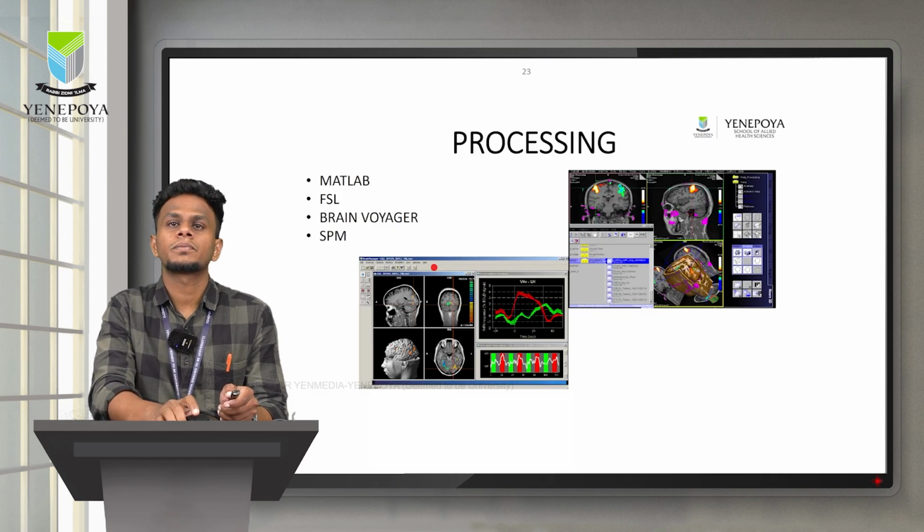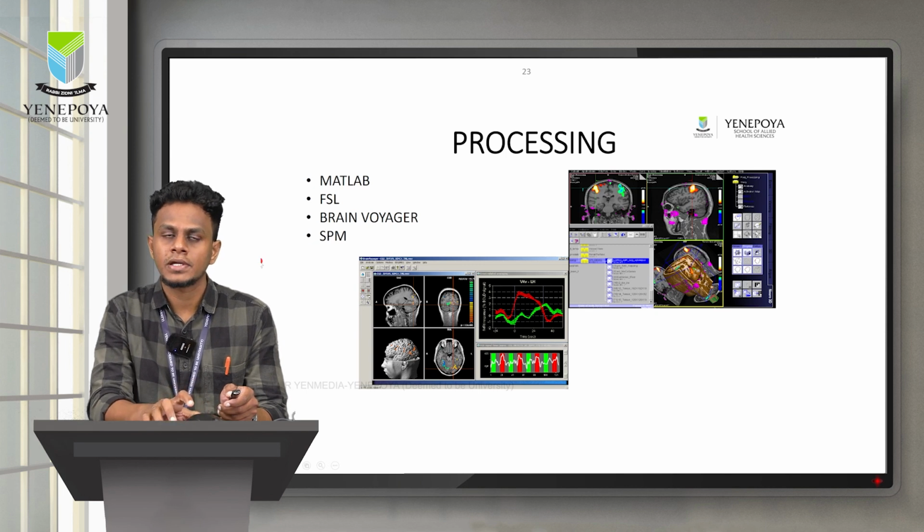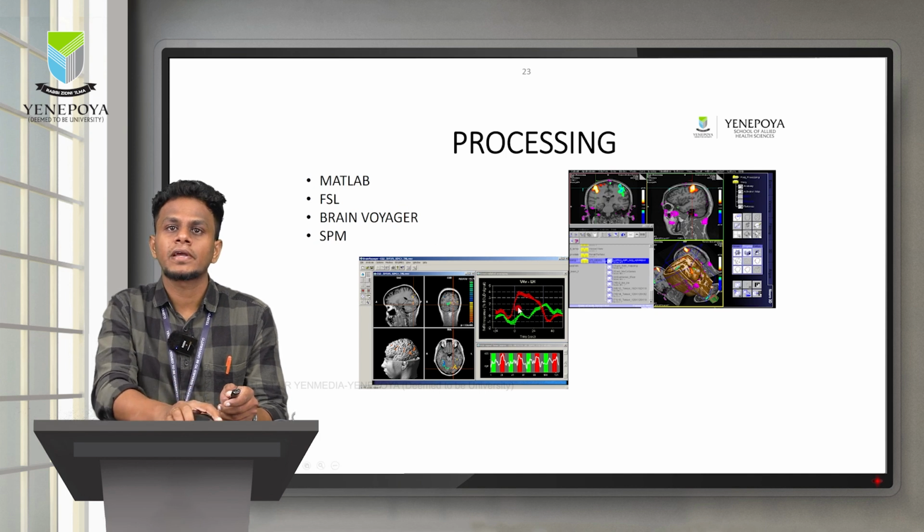This is the post processing, where the acquired data is transferred to a platform like MATLAB, FSL, Brain Voyager or SPM, where the synchronized data and the graphical pattern, the color changes in one particular lobe and another lobe, are drawn using an ROI, and the comparative graphical changes and quantification changes can be demonstrated here.